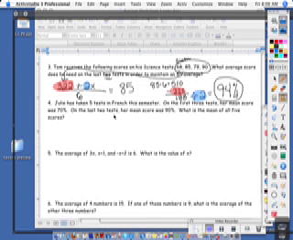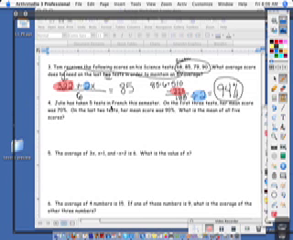Figure out how many total points she scored on the first 3 tests. Then figure out how many total points she had on the last 2 tests. Then add all of the points together and divide by 5.